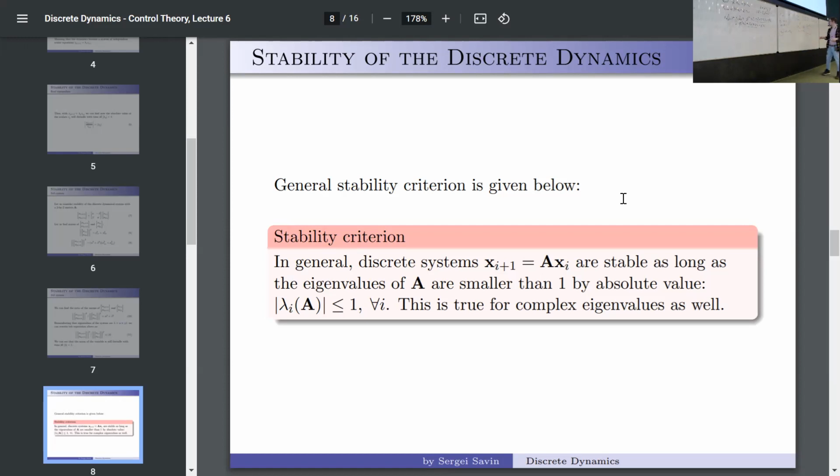Okay. Let me show you something that is, I think, a good pictorial example of what's going on with eigenvalues of continuous and discrete time systems. So let's say this is the eigenvalue plane. This is the real part. This is the imaginary part. This is a complex plane.